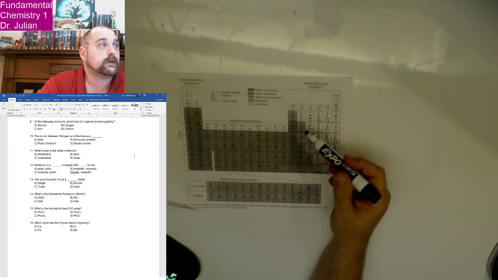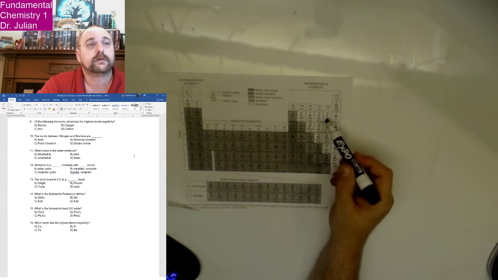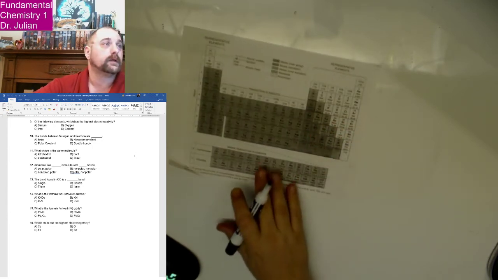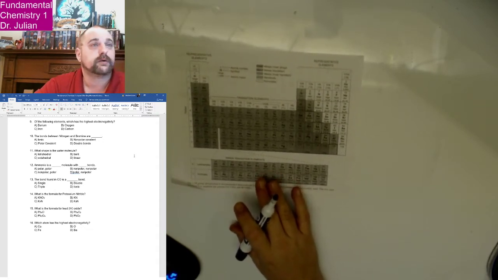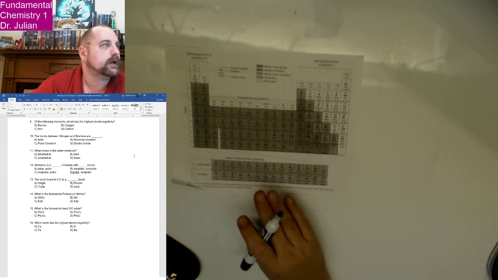So iron, carbon, and oxygen. Oxygen would be the highest. It's closest to fluorine. It's that simple. So electronegativity closer to fluorine, bigger. Wow, the focus is really far off on that. Okay, I'll play with that later.